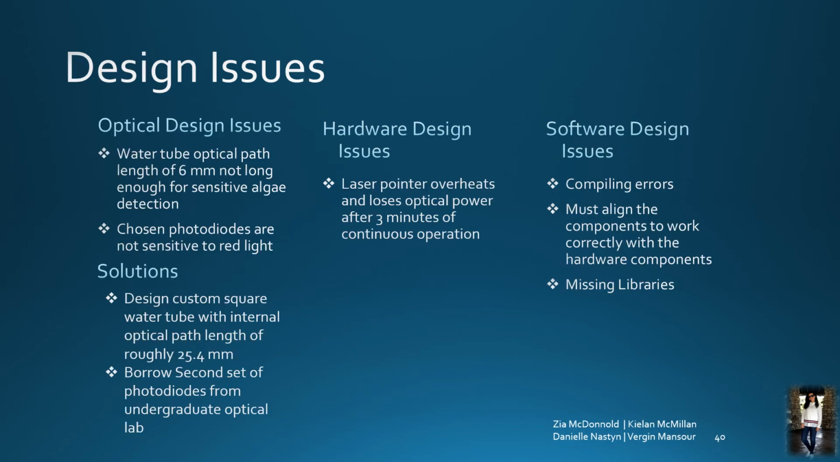We had a few design issues, and we are working on finding some of the solutions, as we already found solutions for some of the problems. In the case of the optical design issues, the water tube optical path length of 6 mm is not long enough for sensitive algae detection. Also, the chosen photodiodes are not sensitive to red light. The solution for that was to design a custom square water tube with an internal optical path length of roughly 25.4 mm and borrow a second set of photodiodes from the undergraduate optical lab.